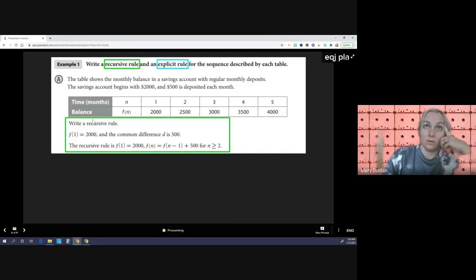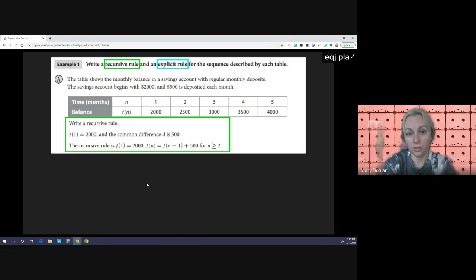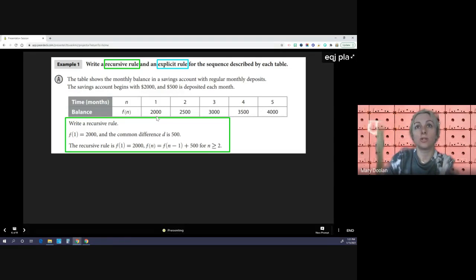So with both types of rules, you always have to figure out two things. One thing you have to figure out is what is the first term, what's f of 1, and what's the common difference. The first term, f of 1, when n is 1 and I put it into the function, I have 2,000. So f of 1 is 2,000. Common difference: how much do I add each time moving forward? 500. Once I know that, then I can put them into this recursive rule way of writing it.